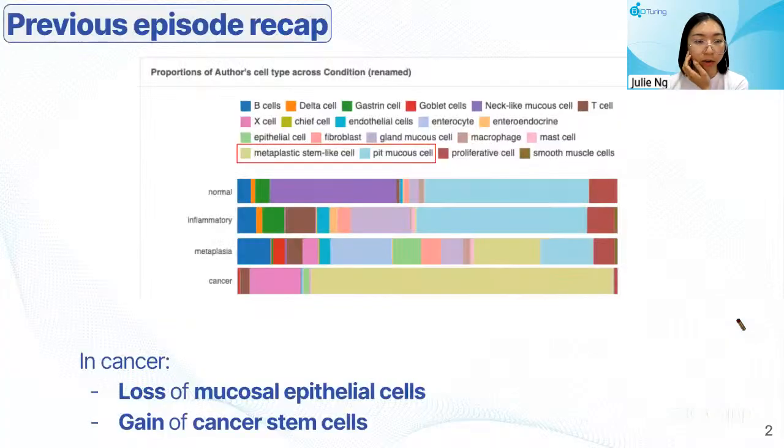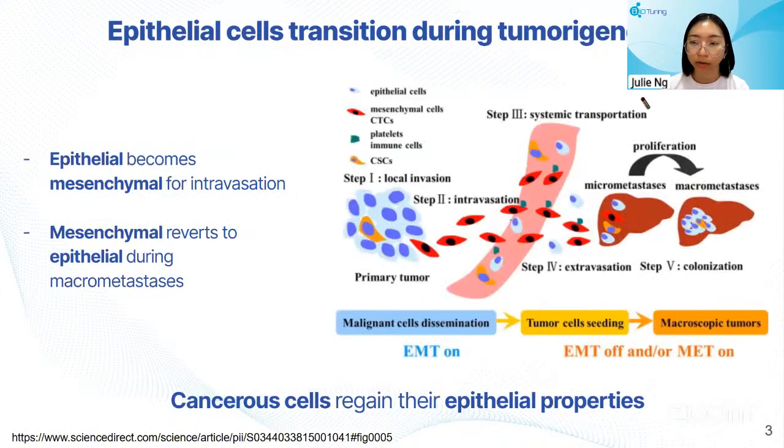In our previous episode, we found that in normal tissue or normal cells, we see a large proportion of pit mucus cells. But as we transition into an inflammatory state, to a metaplasia state, to cancer, we see less and less pit mucus cells and actually more metaplastic stem-like cells. We hypothesize here that this loss of mucosal epithelial cells could be driving the gain of cancer stem cells as well. In a similar vein, instead of examining gastric cancer in the stomach, we'll be looking at colon tissue instead.